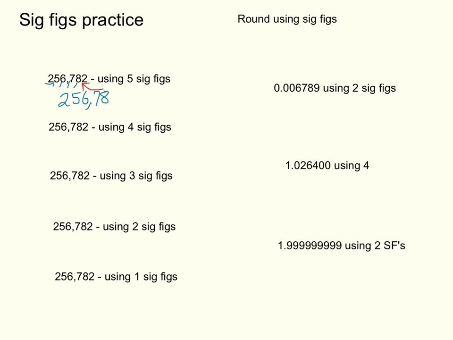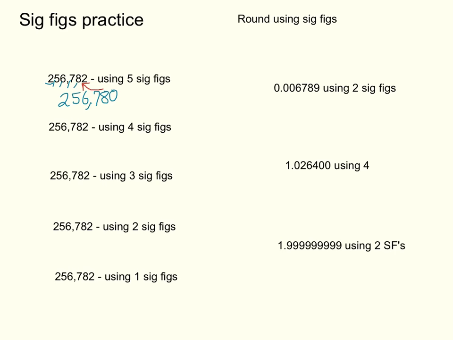Well, I can't just leave my number without a final placeholder because the integrity of the number changes. It's not the same number anymore. So I have to put a 0 there for a placeholder. So, in my final answer, there are no longer 6 significant figures, but there are 5. The 0 is not significant according to rule 4 of trailing zeros.